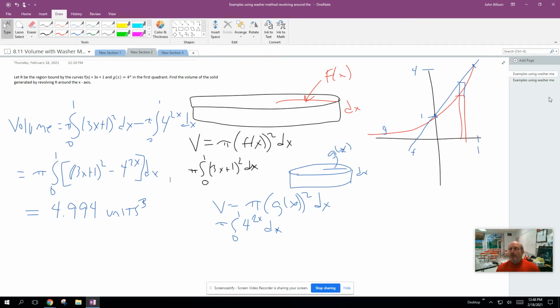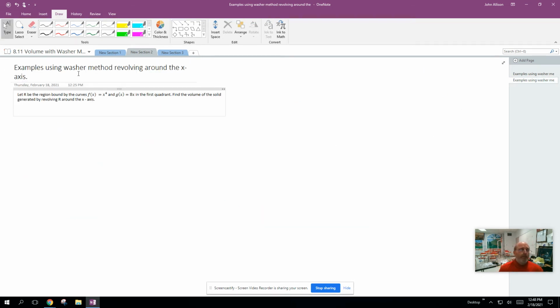Let's do another example. Let's look at one where we have R as the region bounded by the curves f of x equals x to the fourth and g of x equals 8x. We're going to find the volume of a solid generated by revolving R around the x-axis.